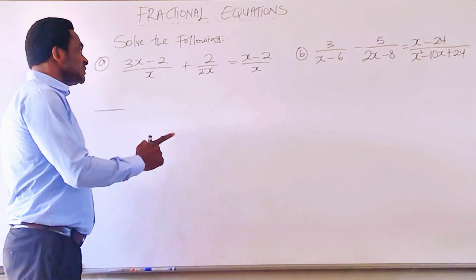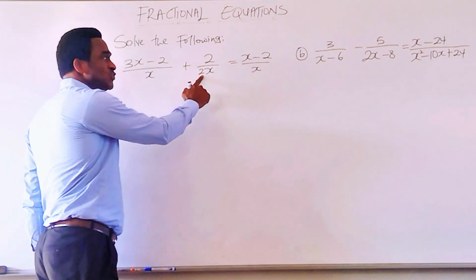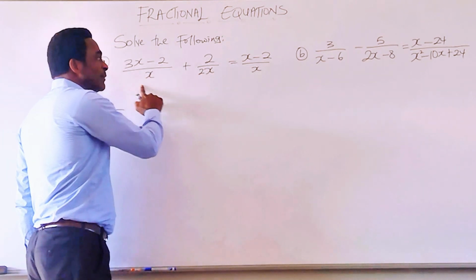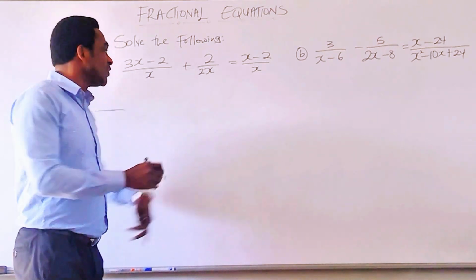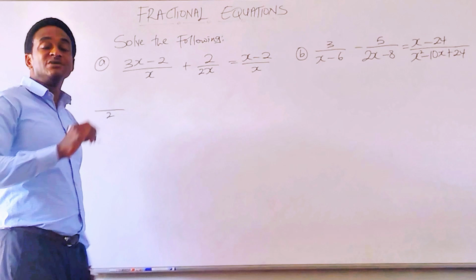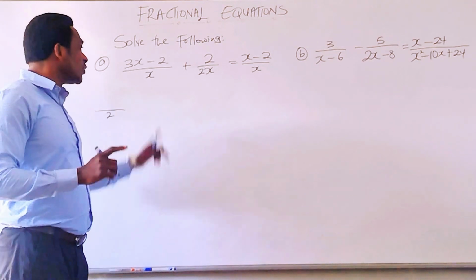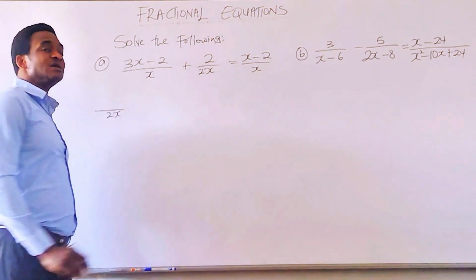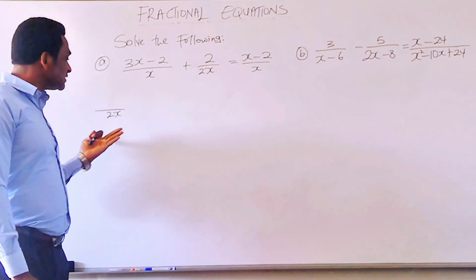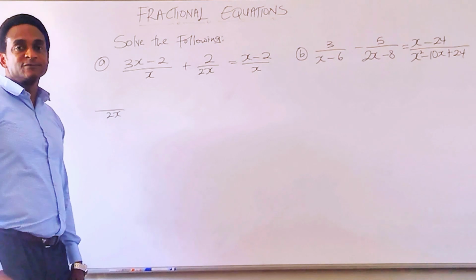So first of all, we start with numbers. This is 1x, this is 2x, this is 1x. Among the numbers, what is the number all of them can divide? 1, 2, 2, all of them can divide 2 without a remainder. We now go to the variables x, x, and x, so all of them can divide x. So our LCD in this case is 2x.